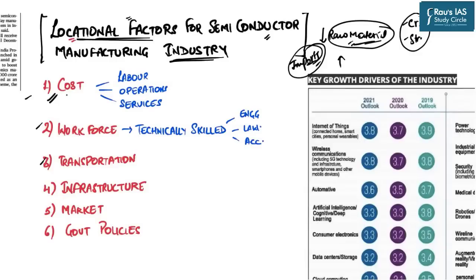So first we'll discuss the cost. Now, costs are primarily of three types when it comes to the semiconductor manufacturing industry.